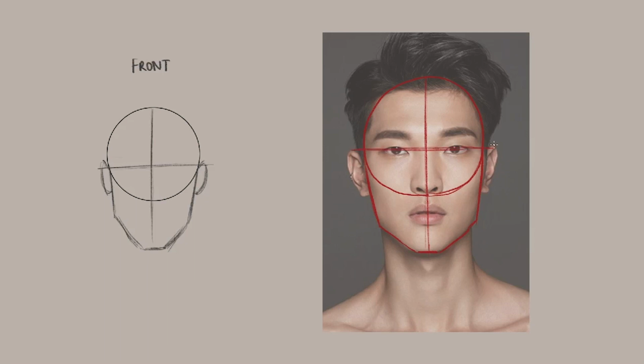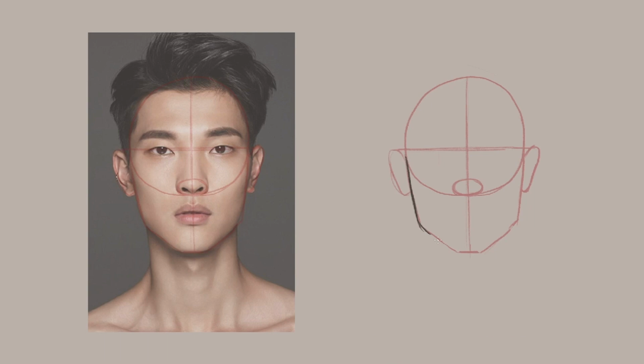Typically, the nose will be placed at the bottom of the circle, touching the line, and the ears start in line with the eyes and typically end where the nose is. The mouth is then situated in the bottom third of the face. I can now take these construction lines and begin to complete the study.